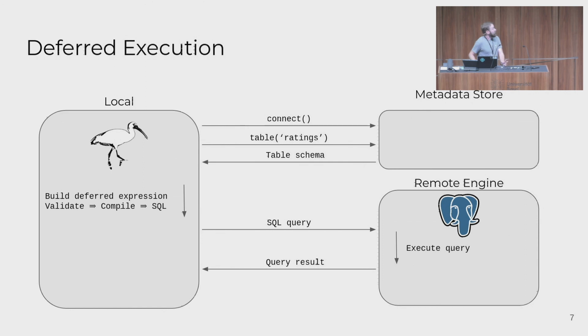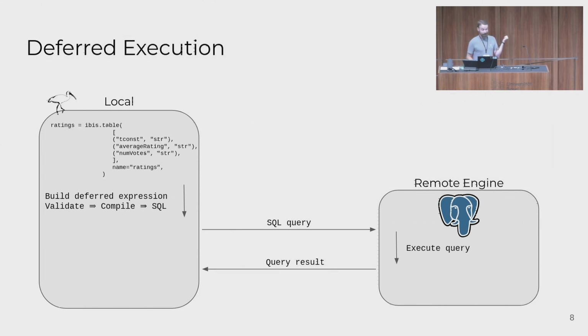Some fun little things that come out of this also is that the thing that gives you the metadata for the table doesn't necessarily need to be the engine. It could be some metadata store instead. Or you could just define the table yourself without ever connecting until you're ready to execute. You just say, here are my column names, here are the data types, and then compile your query and execute it.